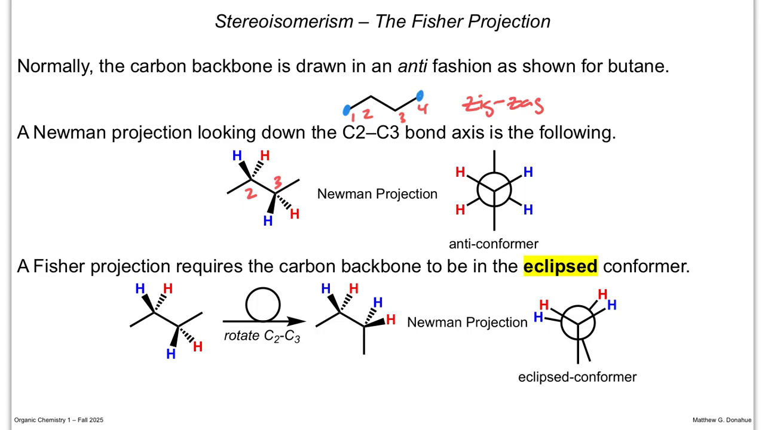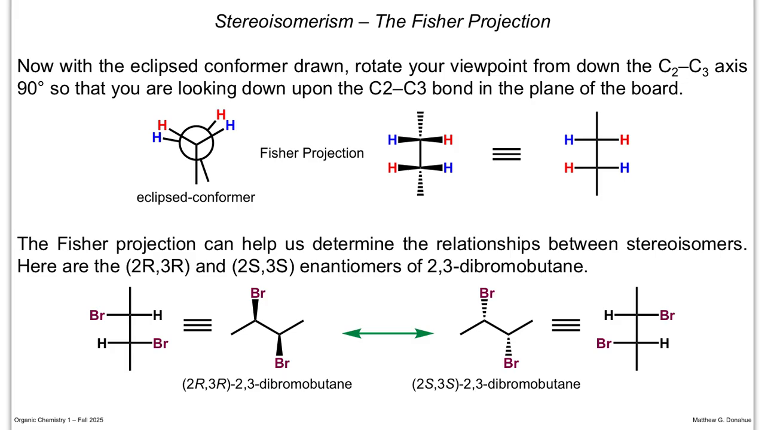So to get to the Fisher projection, you have to do a couple operations. One of them is a rotation. And so when we did that, the red and blue switched sides. You're looking down a carbon-carbon bond axis in the Newman. To convert that into a Fisher, that middle thing, you're taking your Newman projection and then you're just rotating it this way. So that is a Fisher projection.